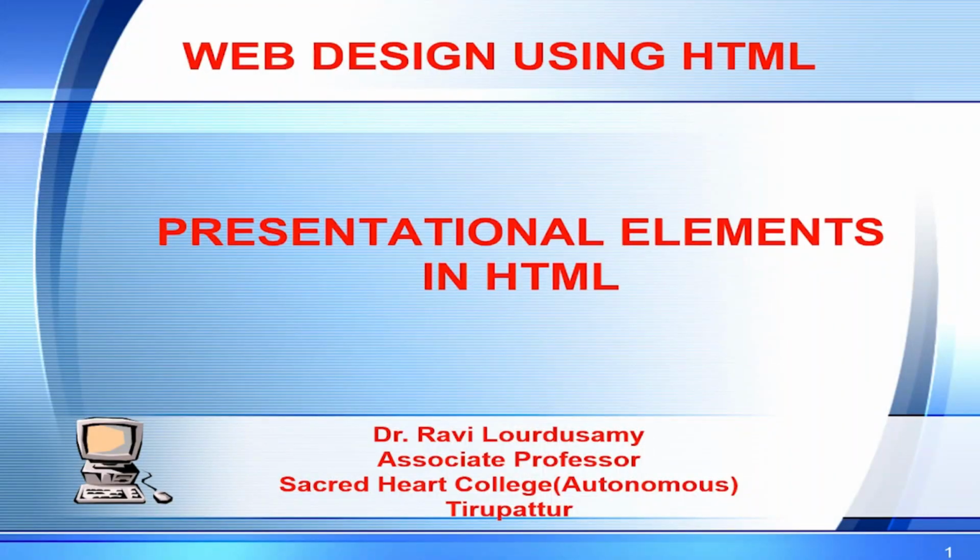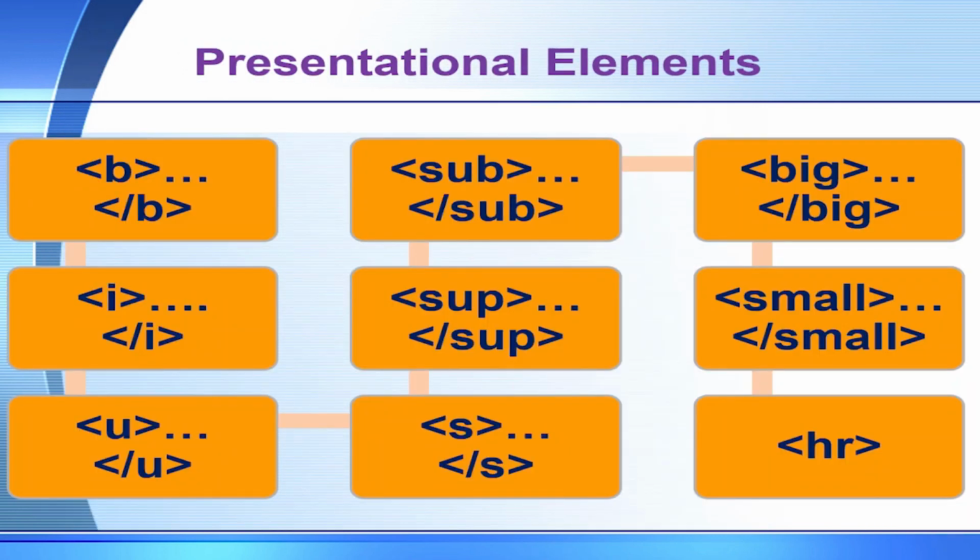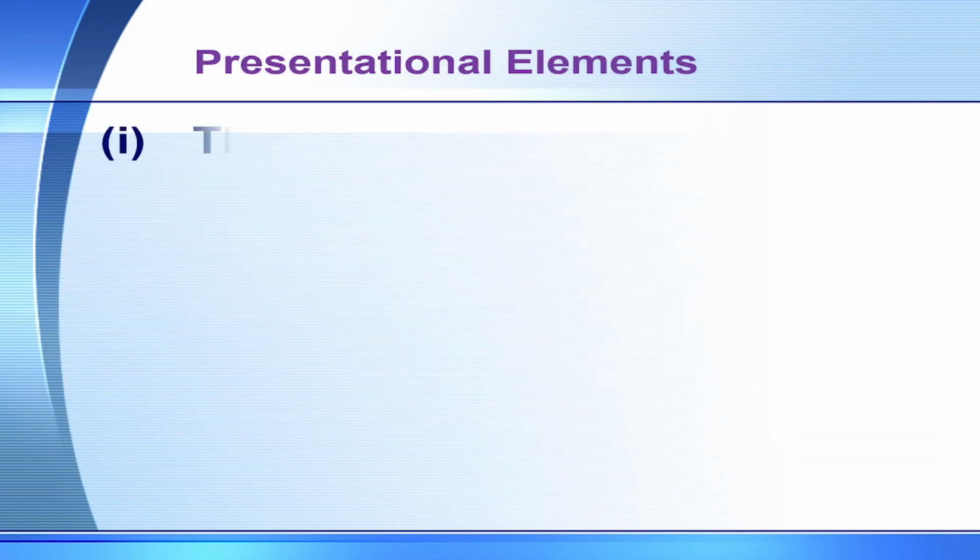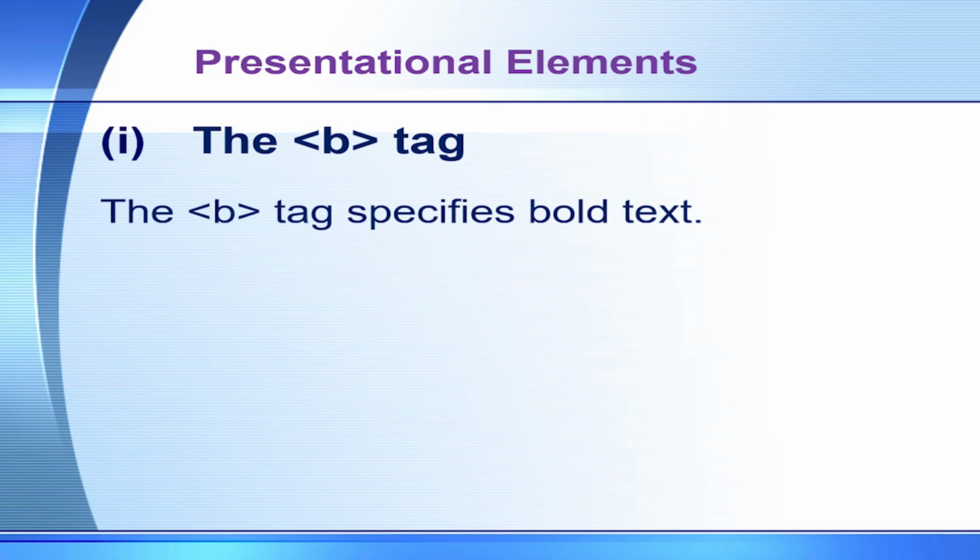This video lecture explains the use of presentational elements in HTML programming. The presentational elements are the B element, I element, U element, S element, SUP element, SUB element, big element, small element, and HR element. The B tag specifies bold text.